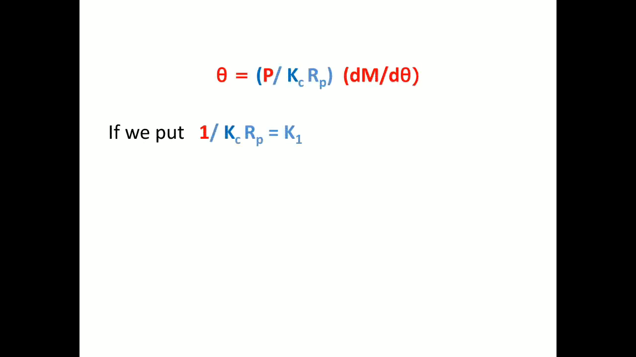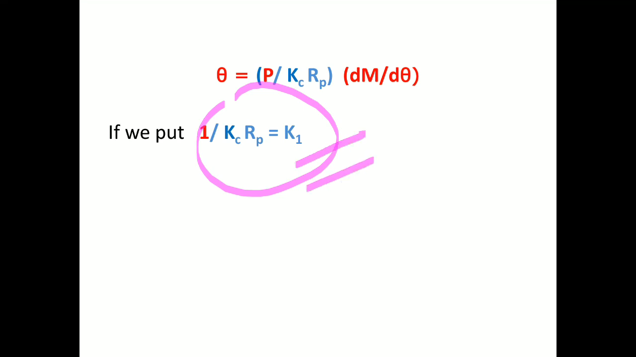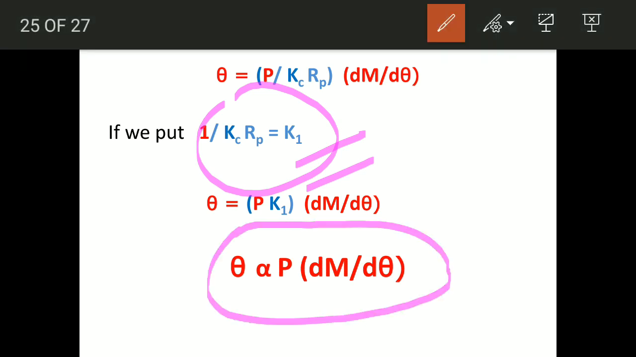From this equation, if you observe carefully, 1 upon Kc into Rp is a constant, which is indicated by the symbol K1. So we can write theta equals P multiplied by K1 into dM by d theta, and if you replace the constant, we can write the equation like this. This is our final output equation in the case of an electrodynamometer type instrument when it is used for the measurement of power P. So theta is proportional to P into dM by d theta. This is very important.